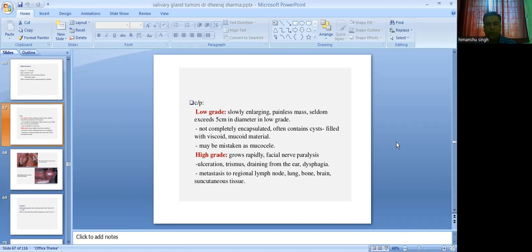Then we have the high-grade variant, which grows rapidly. Since it is a malignancy, it will also bring facial nerve paralysis, ulceration. Then you have trismus, draining from the ear, you have dysphagia. It has metastasis to regional lymph nodes, lungs, bone, brain, and subcutaneous tissues.